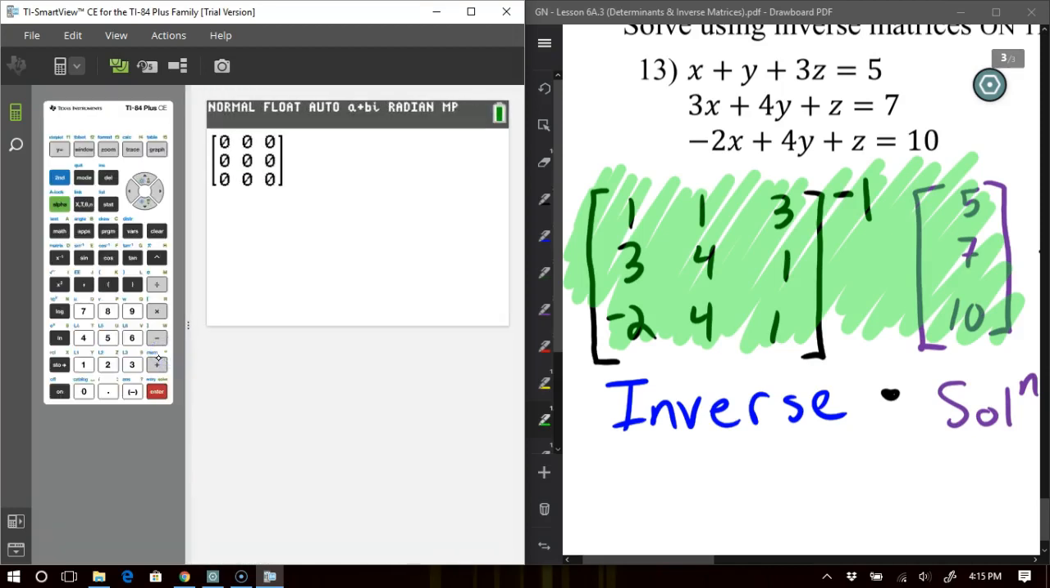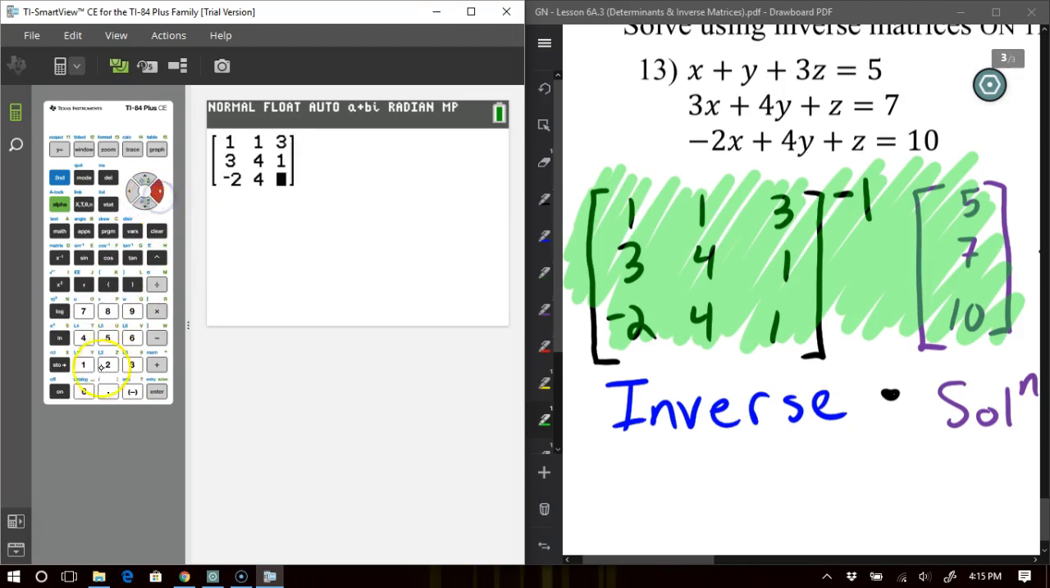Technology is amazing. And you can type in 1, 1, 3, 3, 4, 1, and then -2, 4, 1. And that is your coefficient matrix.